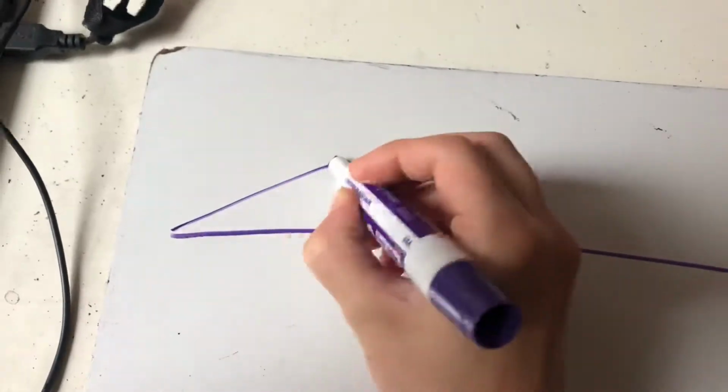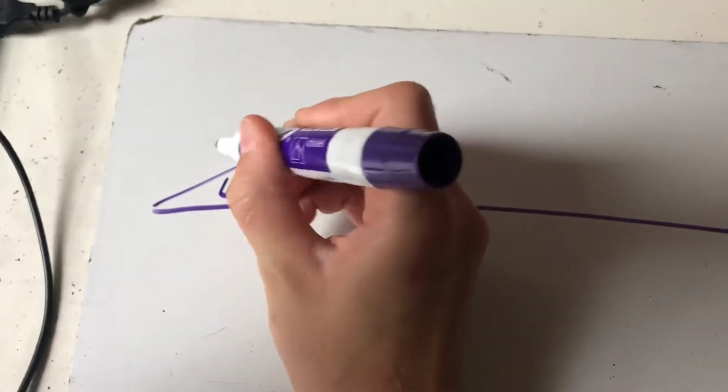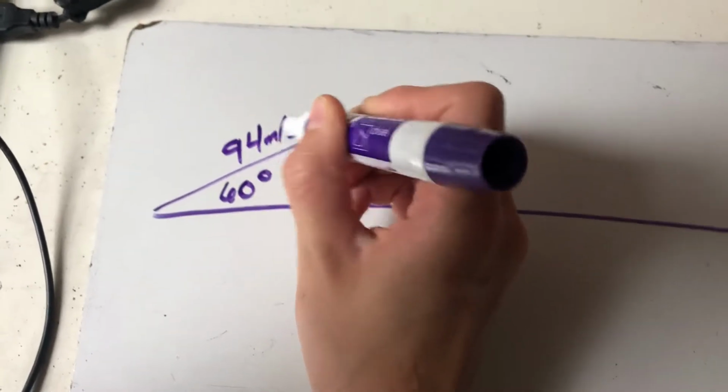Okay, so problem number 2 has an arrow being shot at a 30-degree angle from the horizontal with an initial velocity of 49. So I'm going to make up a similar problem. There's our horizontal. There's our arrow. Let's say this is 60 degrees, and it has an initial velocity of 94 meters per second.